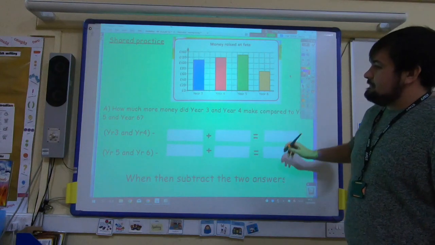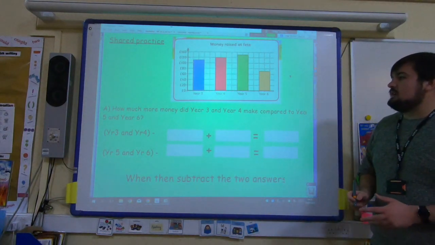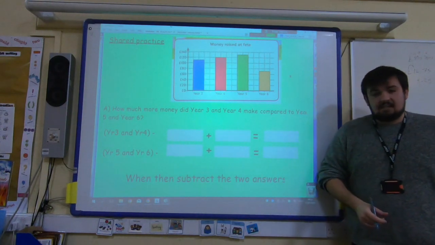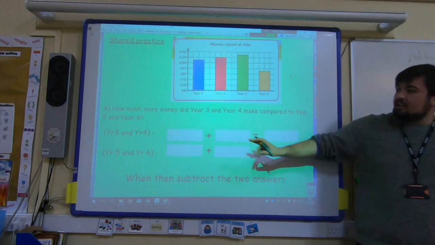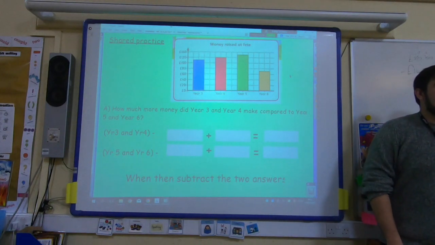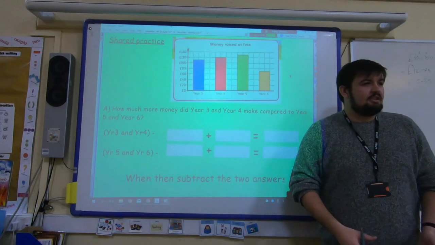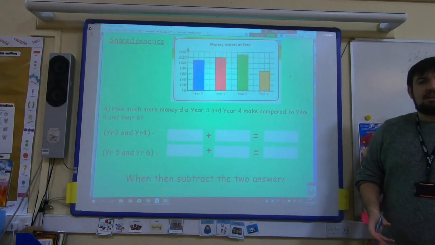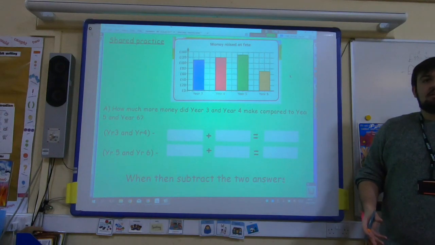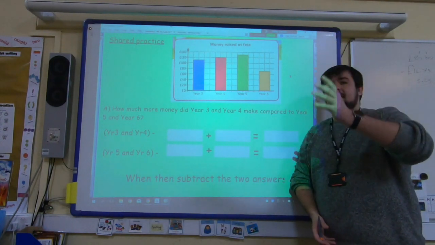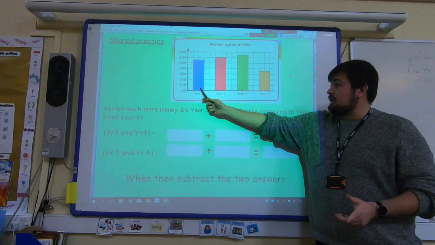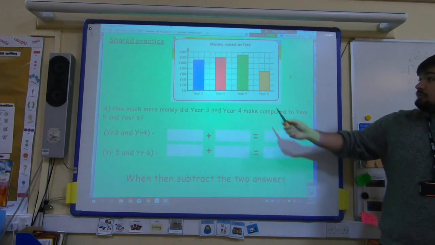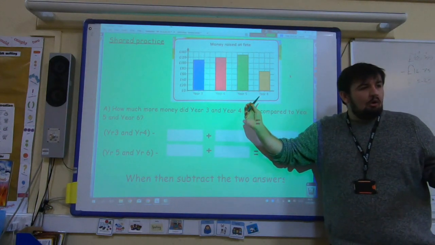So I've got here, my question is, how much more money did year 3 and 4 make compared to year 5 and 6? Well, that's quite a confusing question to start with. It's a bit hard because it's asking me, well, what year groups am I focusing on? What year groups am I focusing on? Leo? Year 3 and 4. I'm focusing on year 3 and 4, as well as, who else? Year 5 and 6. Well, I'm focusing on all 4 of them, aren't I?